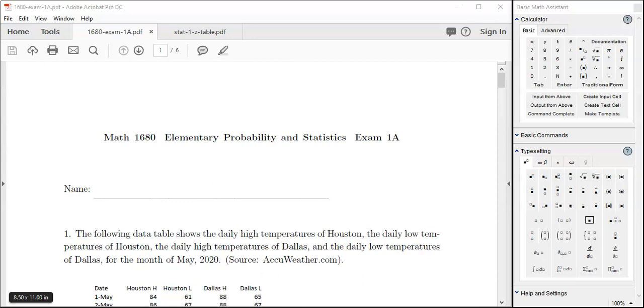Hello Math 1680 students, let's have a review session for Exam 1A. I'm going to use the actual exam problem I wrote, and this was written for the summer of 2020.